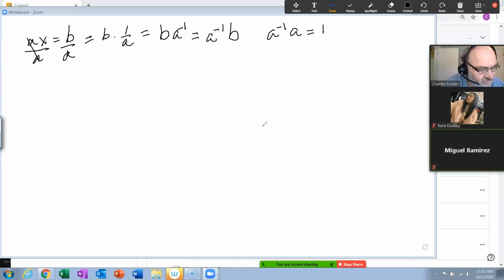So this leads to the definition of the inverse of a matrix.